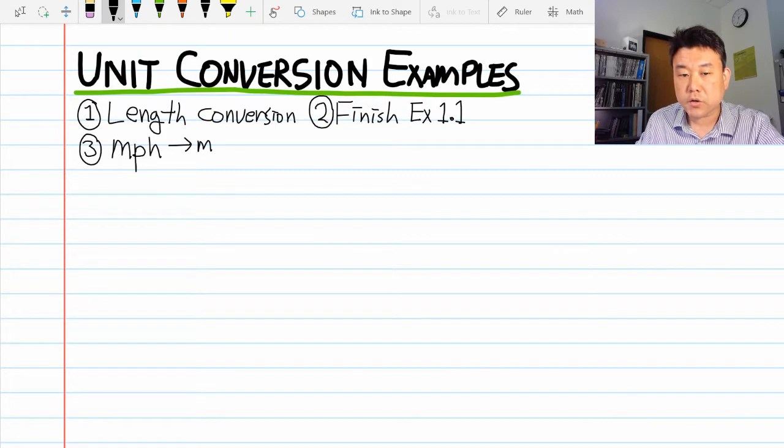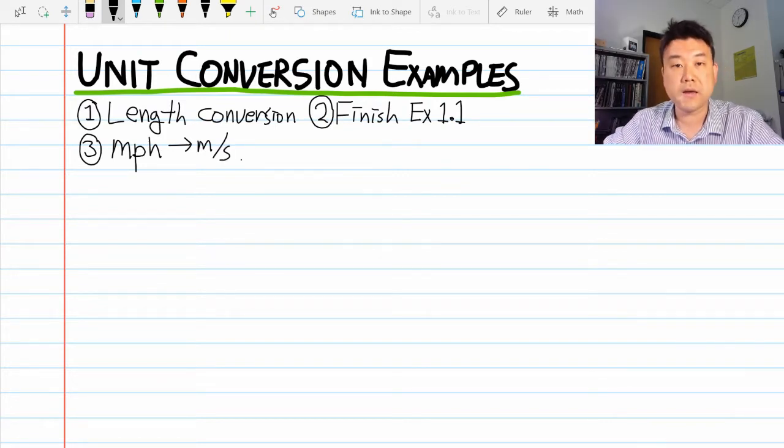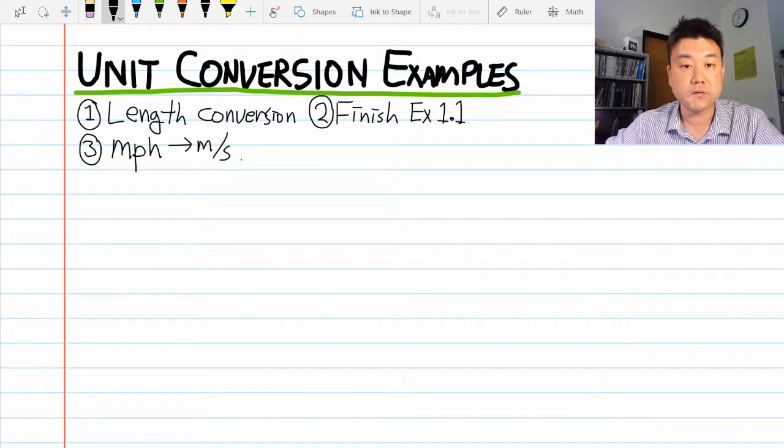This will be very useful in general because most of us have our intuitive sense of speed based on miles per hour. But in SI units, meters per second is the SI unit of speed. So we need to start building up intuition for how fast is just too fast.